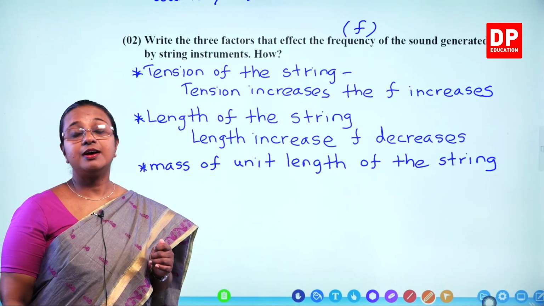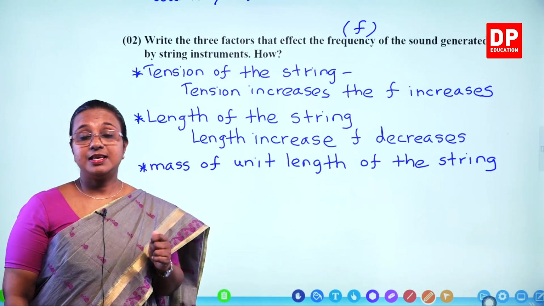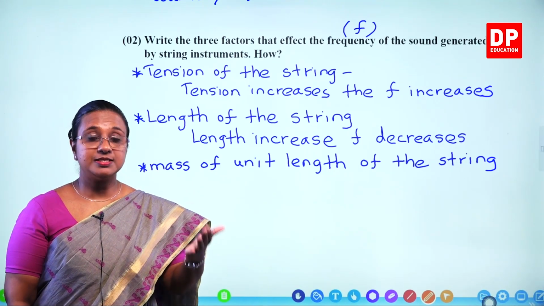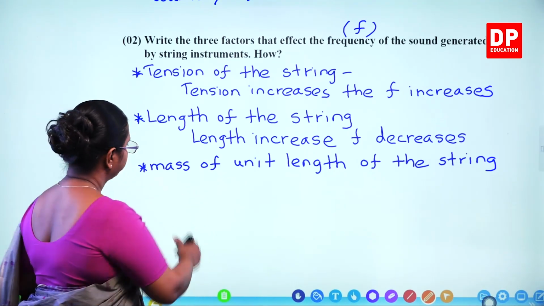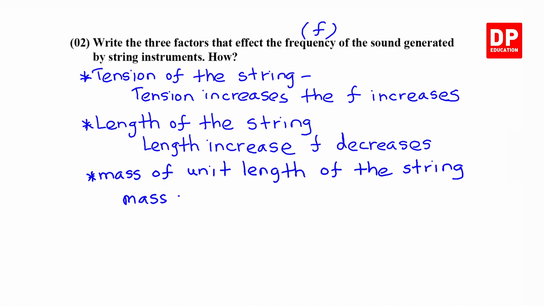How does this affect the frequency? When the mass increases, frequency decreases. So here I will say mass increases, frequency decreases.